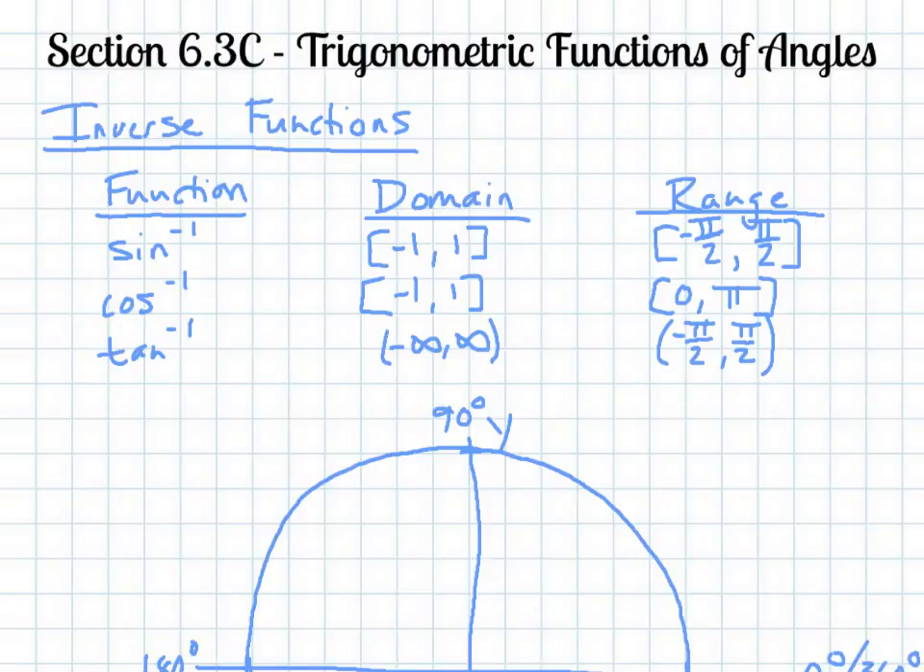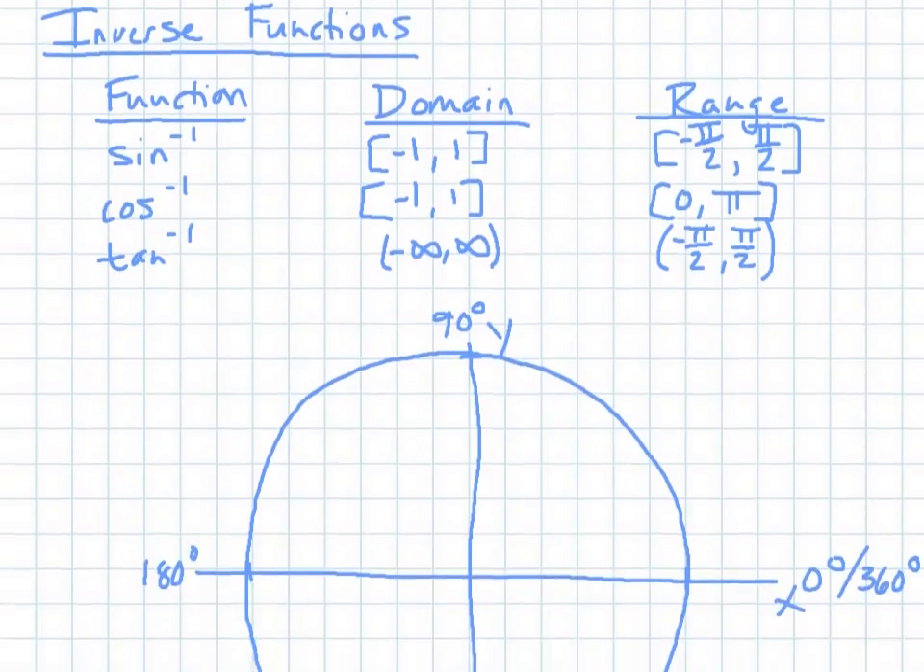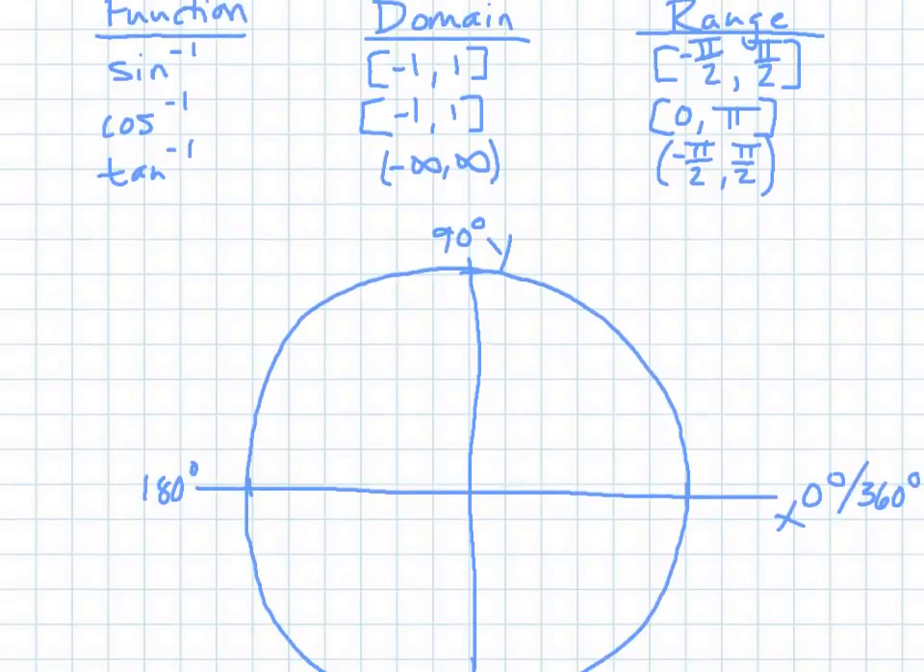Today's lesson, section 6.3c, trigonometric functions of angles, we'll be discussing inverse functions. Now for sine, cosine, and tangent, we will be restricting the domain and range. If you think about the unit circle, and let's take sine, where sine is 1/2, you would look at your unit circle and say 30 degrees and 150 degrees.